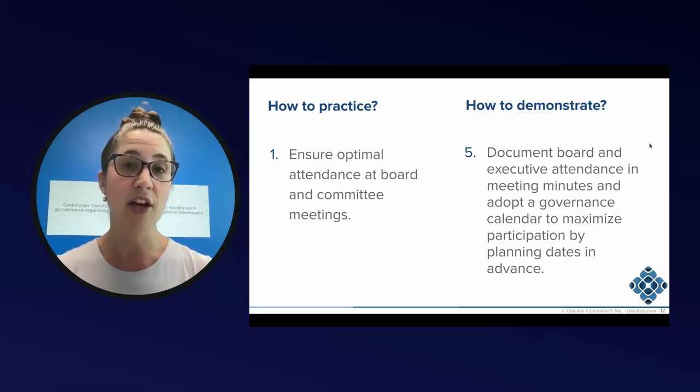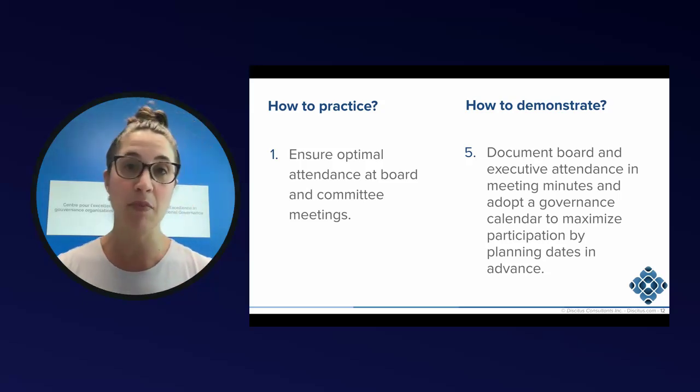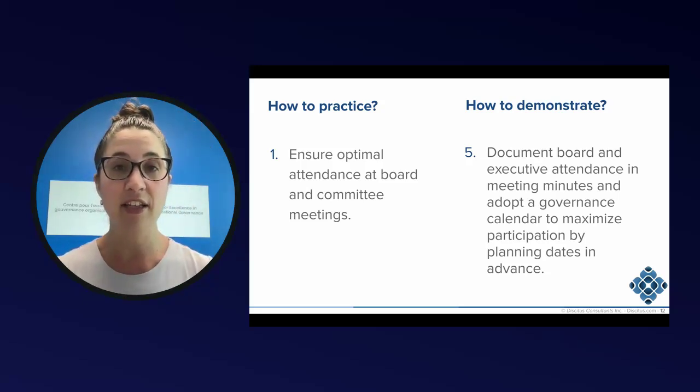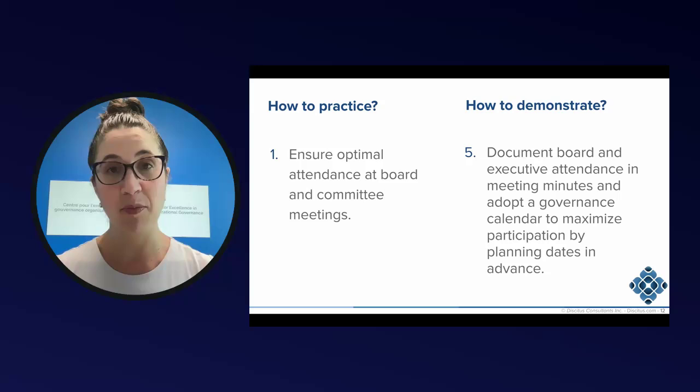And last but not least, another way to practice your diligence as a nonprofit director or officer is to ensure optimal attendance at board and committee meetings. And how do you demonstrate this diligence? Well, by documenting board and executive attendance in meeting minutes, and by adopting a governance calendar to maximize participation, by planning dates much in advance. A good governance calendar will allow you to let every director and officer know way ahead of time when the next meetings are going to be, so that everyone at the beginning of a governance cycle can go into their calendar, put the dates in, and therefore you're maximizing your chances of having everyone around the board table when decisions are being made.